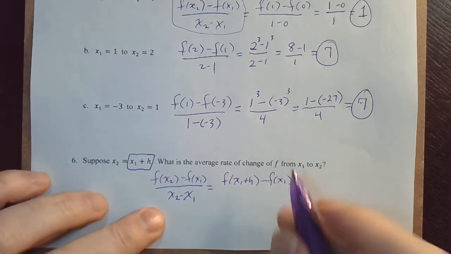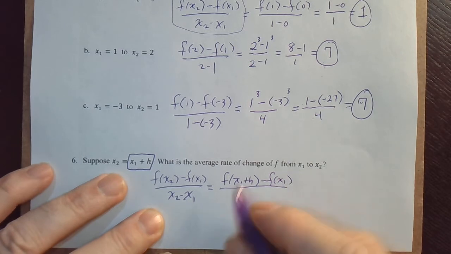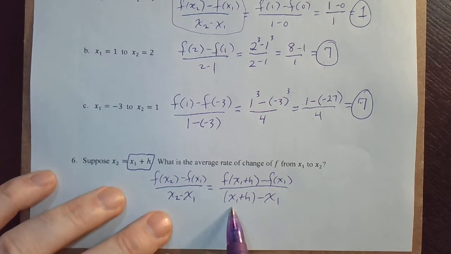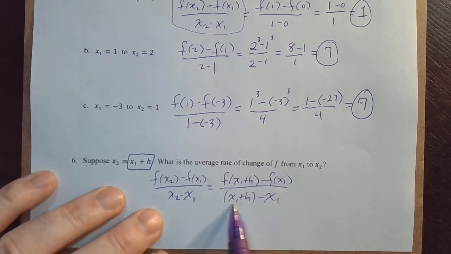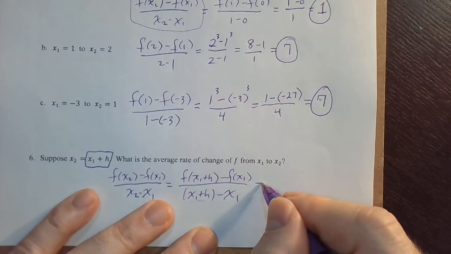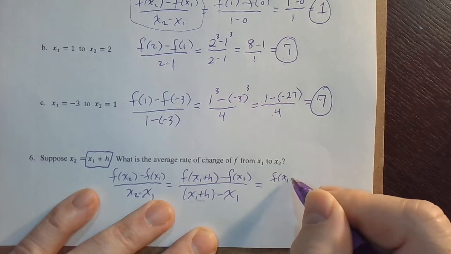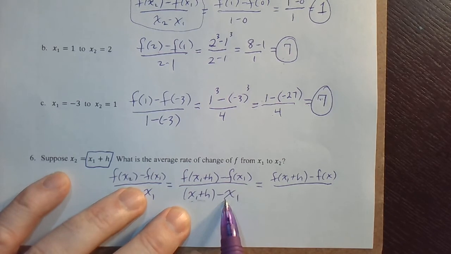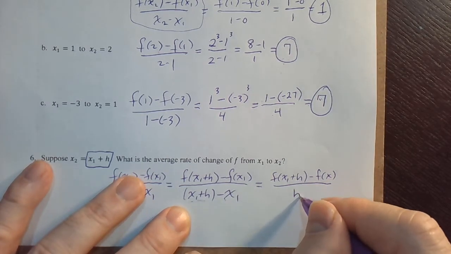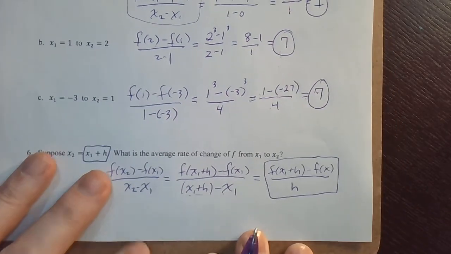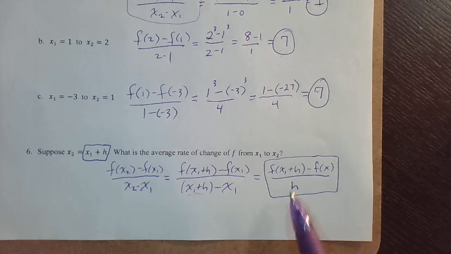over x2, which is x1 plus h, minus x1. So again, I replaced x2 with this right here. And how does that denominator simplify? The numerator is f of x1 plus h minus f of x1. Well, in the denominator we have an x1 and a negative x1. They just cancel out. So this is the answer, and that should look familiar from a previous video, from a previous section. This is the difference quotient of the function f.